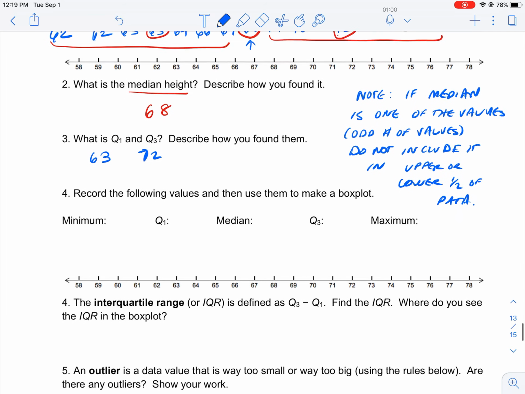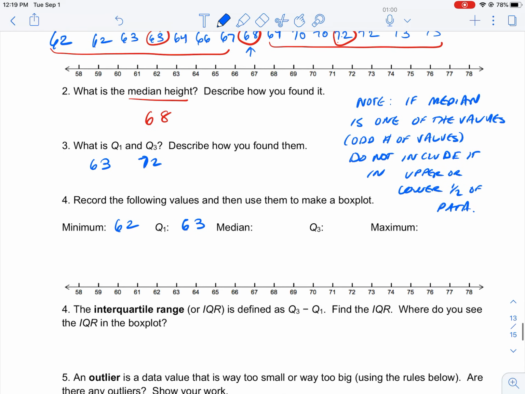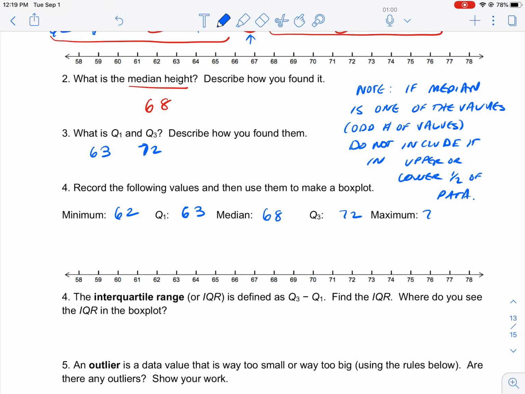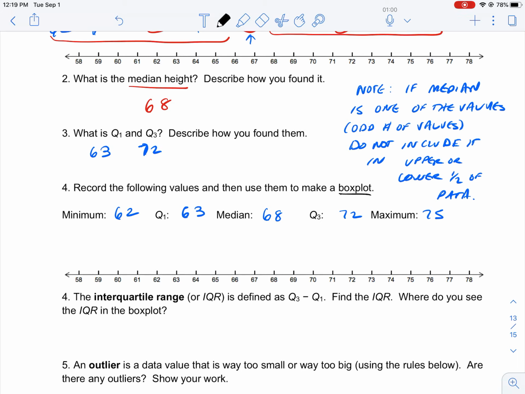So when we record these values, my minimum is 62, my Q1 is 63, my median was 68, Q3 was 72, and my maximum is 75. We're going to draw this in. I'm going to give you a general gist of how exactly it looks to draw what's called a box plot or a box and whisker plot. So my minimum is at 62, so I'll draw my line here at 62. Q1 is at 63, median is at 68, Q3 is at 72, maximum is at 75.